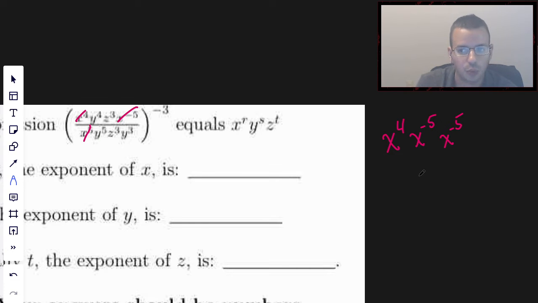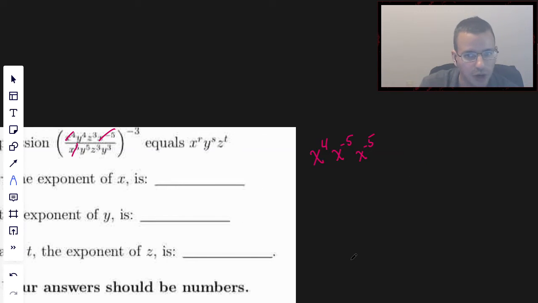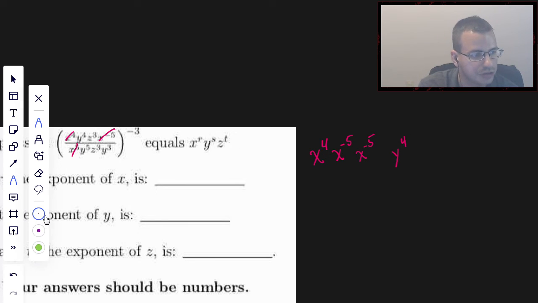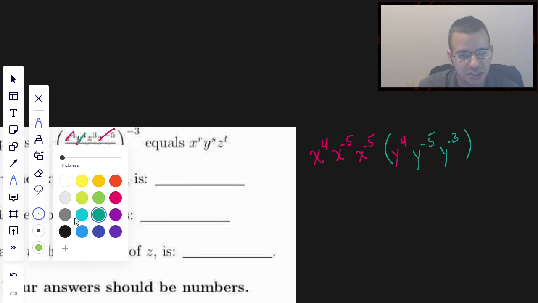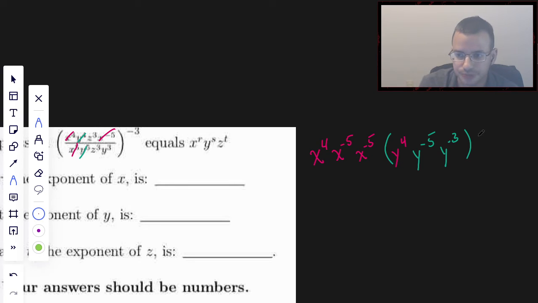And now I'm going to go to the y's. So now I'm going to do y to the fourth. I should change colors. Good call, green. Then there's no more y's on top, so then we're going to do a y to the negative fifth because it's on the bottom. And a y to the third on the bottom is the same as y to the negative third up top. There we go. And I'll put those together. Parentheses aren't needed there.